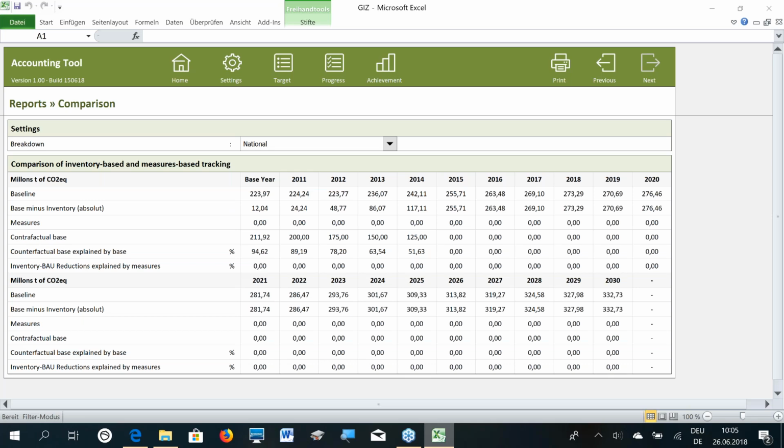So, if I'm not mistaken, this tool is not yet published. But my question actually is, is this already working for subnational level? And if so, how can the subnational level support the achievement at national level?